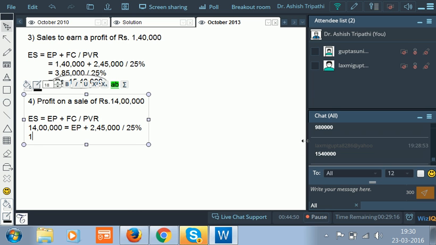So if we solve this, this will be 14 lakhs into 25% is equal to expected profit plus 2,45,000. So what is 25% of 14 lakh? 14 lakh into 25% will give you 3,50,000.